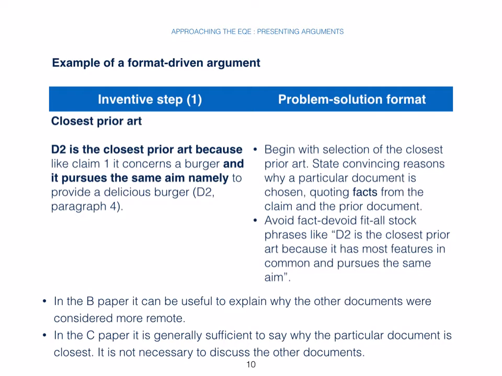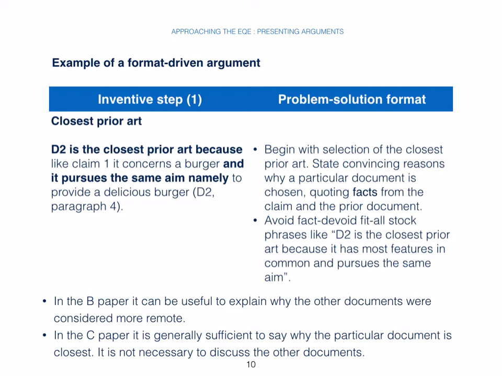Next step is, I just missed some points there. In the B paper, it can be useful to explain why documents 2, 3, and 4 were considered to be more remote, whereas in the opposition paper C, it is generally sufficient to say why the particular document is closest, and it's not necessary to discuss the other documents.